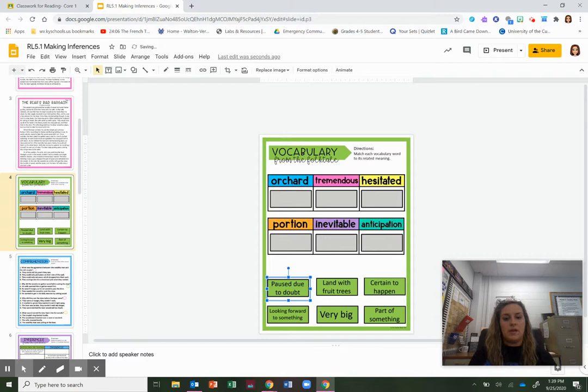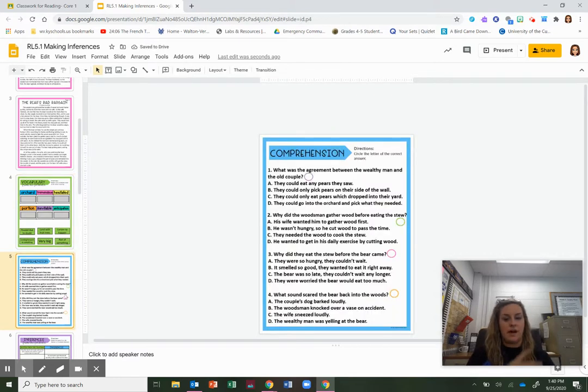Once you've done those 6 vocabulary words, you are going to come down to slide 5. There are 4 questions. So you're going to circle the letter of the correct answer. So example number 1, what was the agreement between the wealthy man and the old couple? Look at your 4 answer choices, grab the circle, drag it, and put it around whichever letter you want to be answered. Okay? And each one has a different circle.